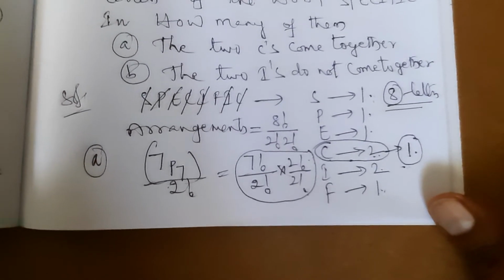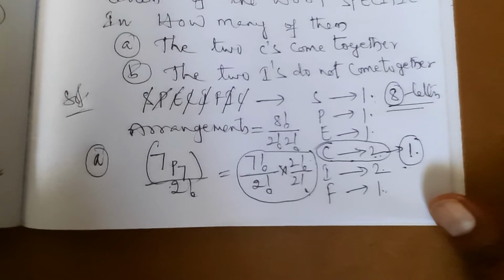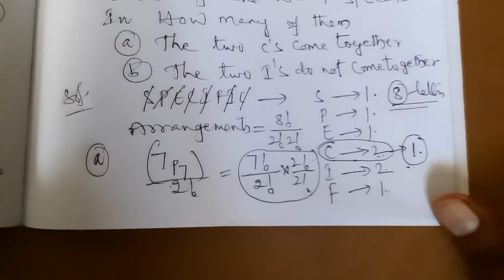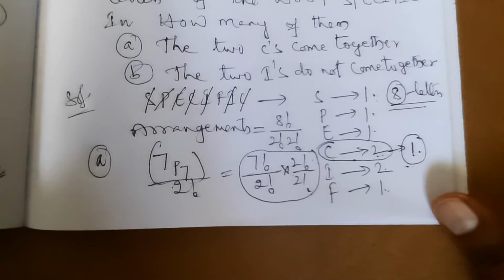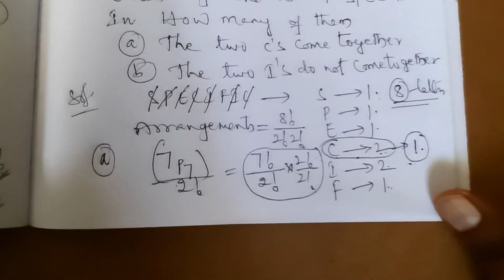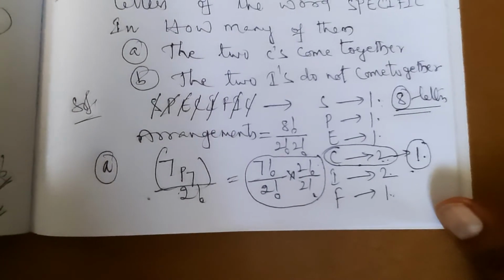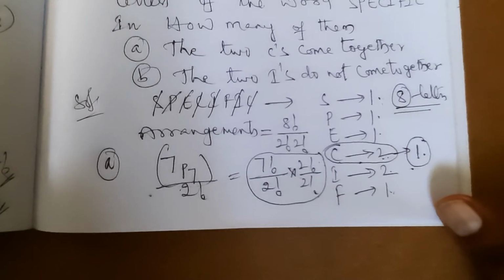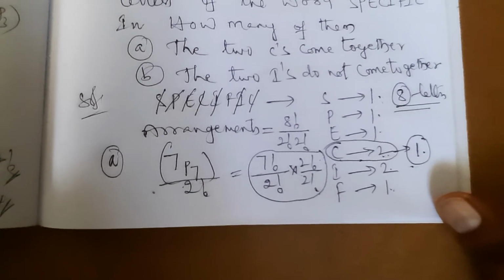After arranging 7 factorial by 2 factorial, into internally the 2 C's in themselves, how many ways can I arrange them? 2 factorial by 2 factorial. Two things are there, 2 factorial, similar things are there, by 2 factorial. That means one way only. Therefore the arrangements where the two C's come together are 7 factorial by 2 factorial.